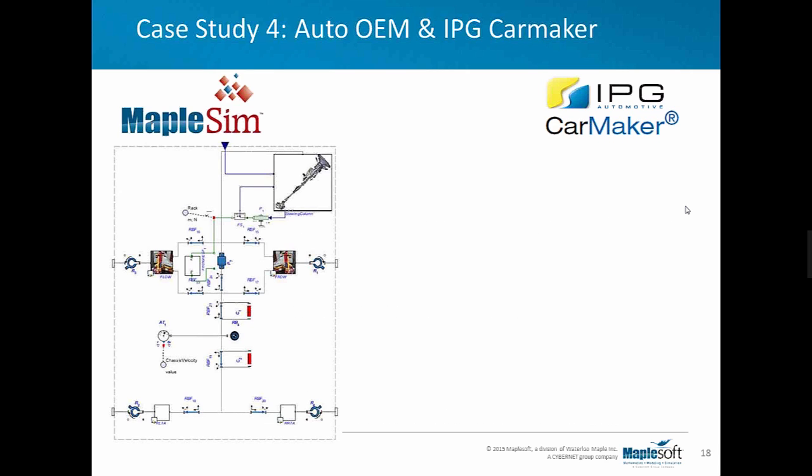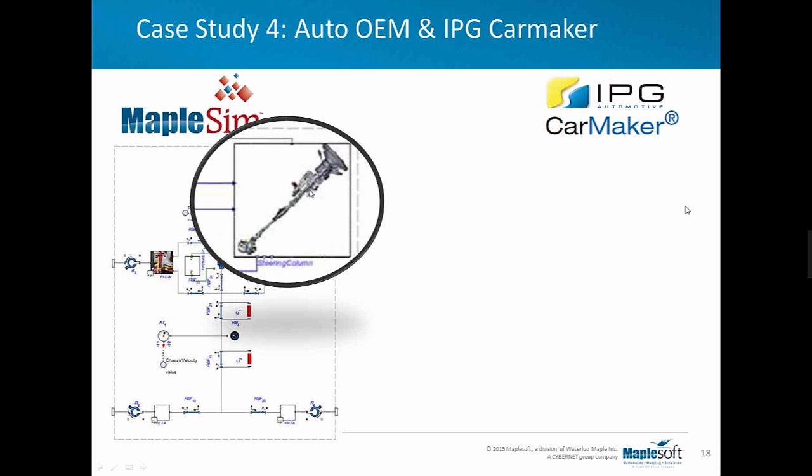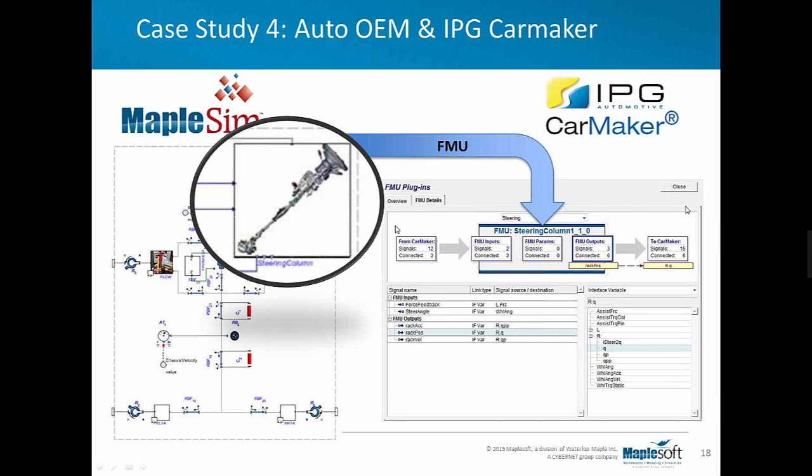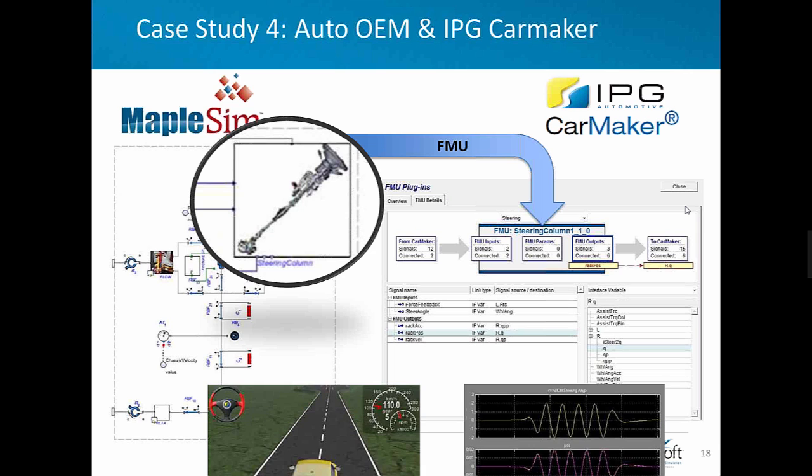Here is a view of a sample steering. Well, actually, this is the full chassis, and we see the steering subsystem that is connected to it. And this part was isolated, causalized, and exported as an FMU. And the CarMaker environment was used to implement that into the bigger system.